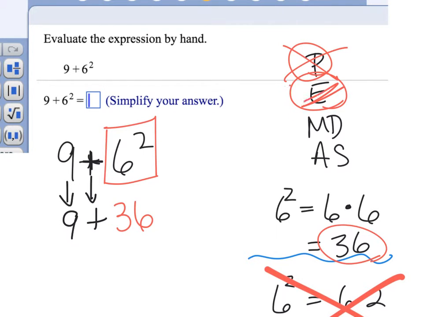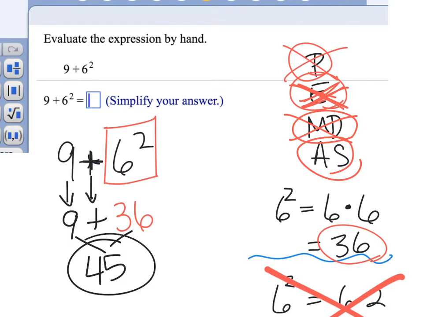So we're done with our exponents. We have no more exponents. Do we have any multiplication or division? Nope. Do we have any addition and subtraction? Yep. We have just an addition problem, so that's all we do. So 36 plus 9 is 45, and that is our final answer.